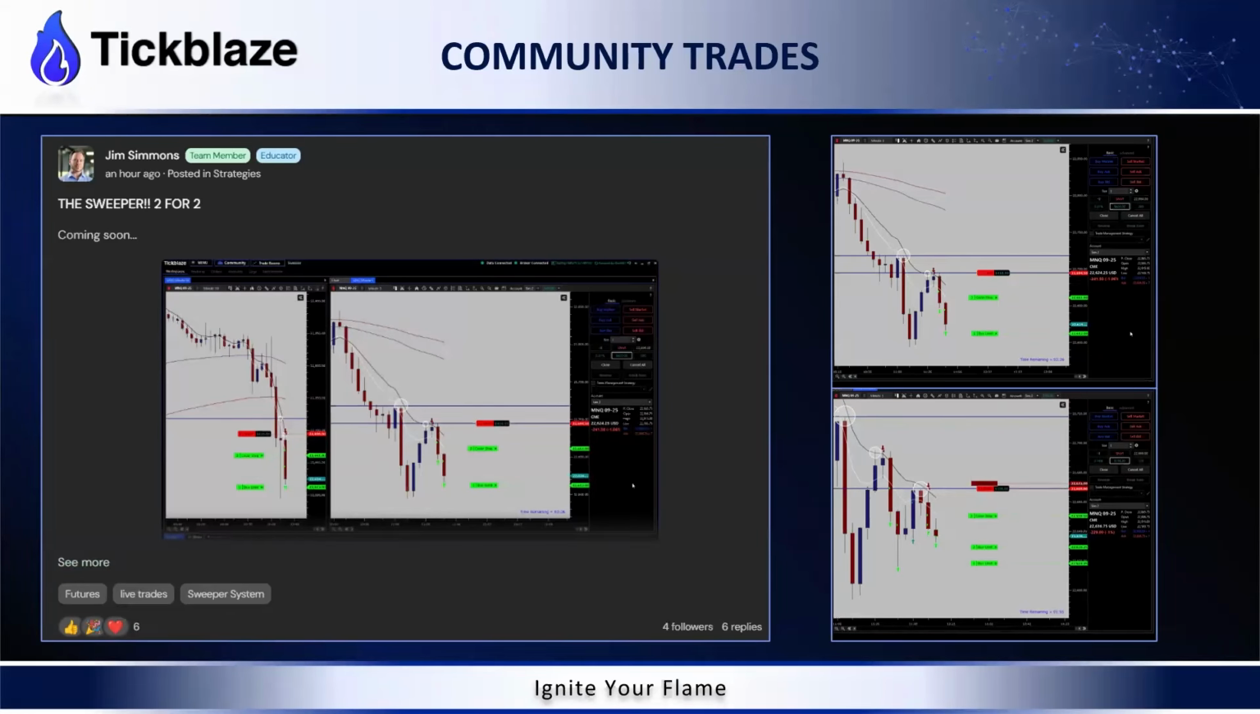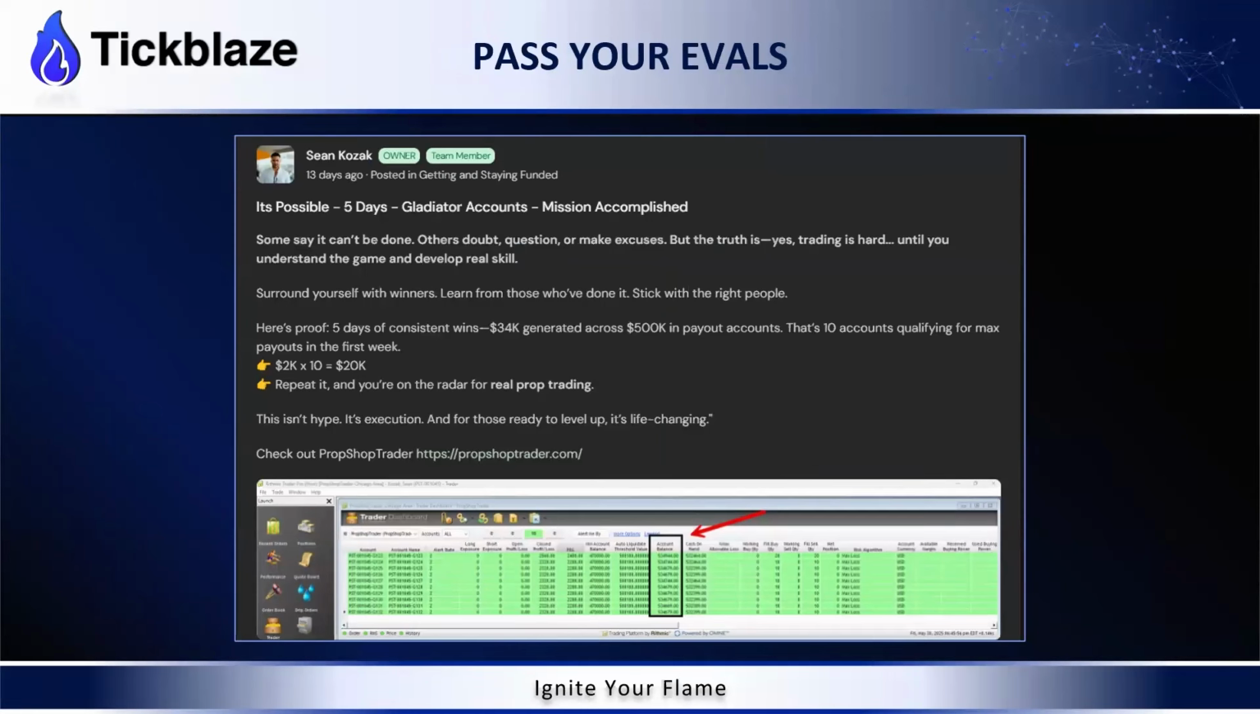I'm gonna shift gears for a second. I wanted to show that it was possible to do something here. And so I went and I got a bunch of 500K accounts. And I traded this on the sweeper. In 5 days, I passed all of them. How many accounts was it? I think it was maybe 10. Okay, so it was 10, sorry. I had 10 500K accounts, and I did it in 5 days.